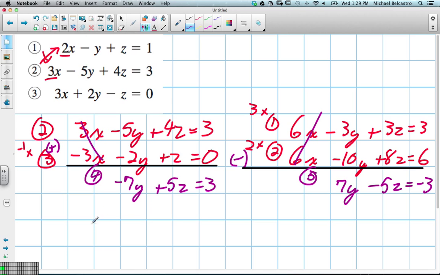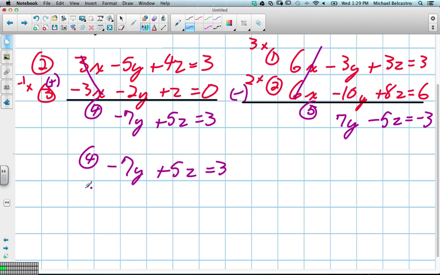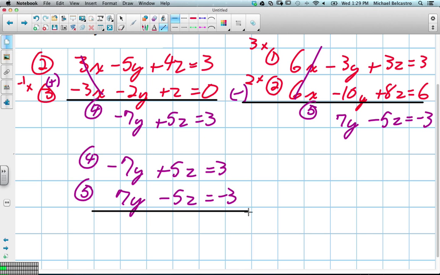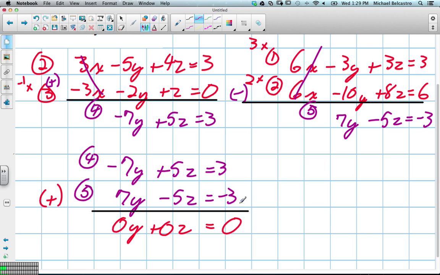We're going to stack them on top of each other. Equation 4: negative 7y plus 5z is equal to 3. And 5: 7y minus 5z equals negative 3. Okay? Now, if I look at these, I can eliminate y by just adding. Correct? So let's add these equations together. This becomes 0y. When I add these together, it becomes 0z. And when I add those together, it becomes 0 again. So essentially what we've come up with is 0 equals 0, which is an infinite amount of solutions, which means we're dealing with a line in this case because we weren't able to find a specific point.